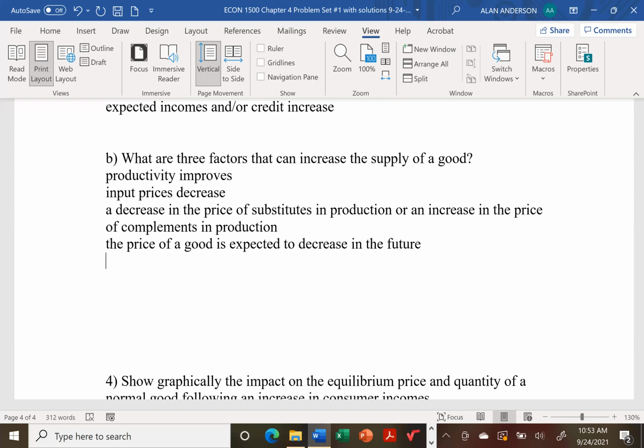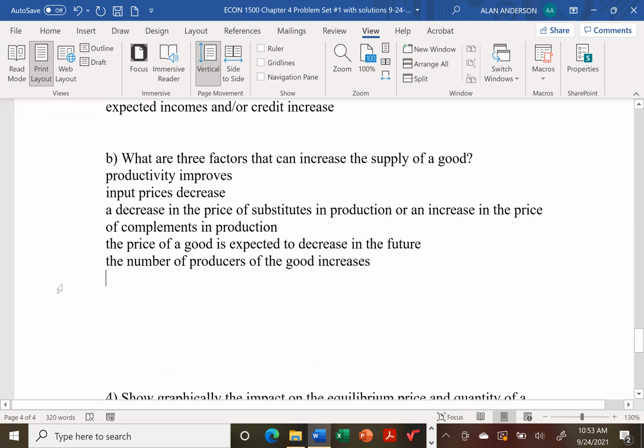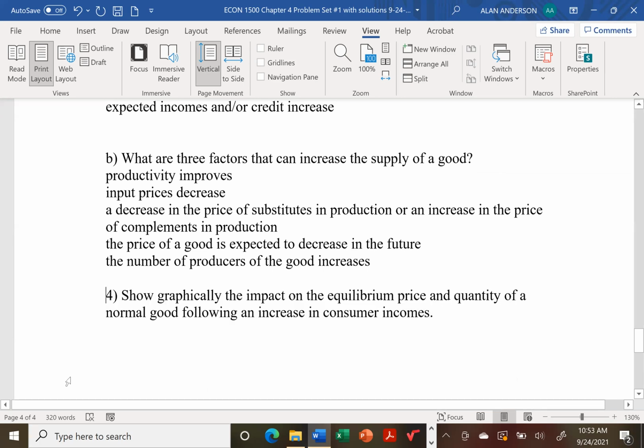And then finally, this is for the market as a whole, the number of producers of the good increases. Of course, if there's more companies making, let's say, bagels, it could be anything, then there'll be more bagels in the marketplace.